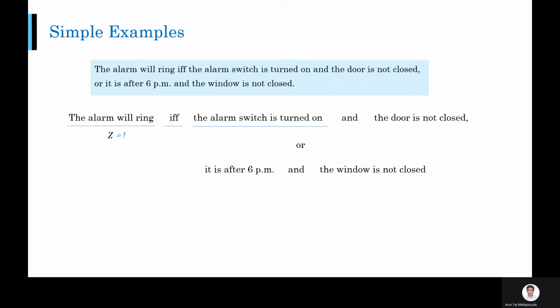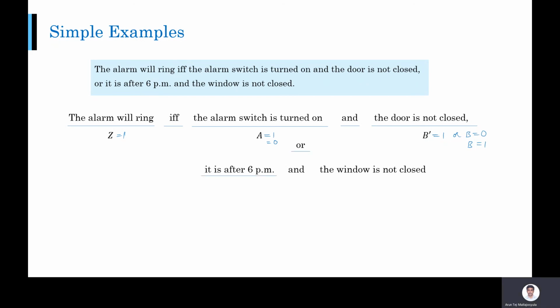If and only if alarm switch is turned on, I'm using the variable A. A will be 1 if the switch is turned on, and A will be 0 if it is not turned on. And the door is not closed. So I will use the variable B if the door is closed, and B dash if the door is not closed. B dash will be 1 if the door is not closed, or B is equal to 0 if the door is not closed. B is equal to 1 if the door is closed. So I'm using B dash. I could have assigned it in a different way, but I think this is more logical. So I will use B dash is equal to 1 if the door is not closed.